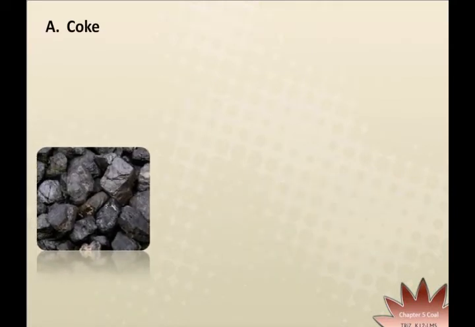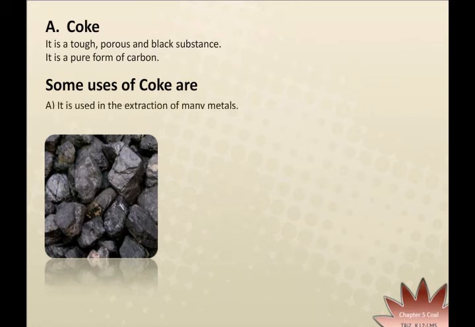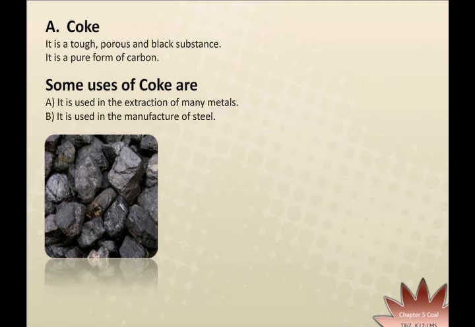Coke. It is a tough, porous and black substance. It is a pure form of carbon. Some uses of coke are: it is used in the extraction of many metals. It is used in the manufacture of steel.